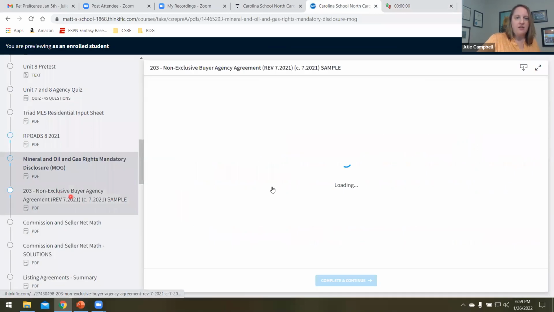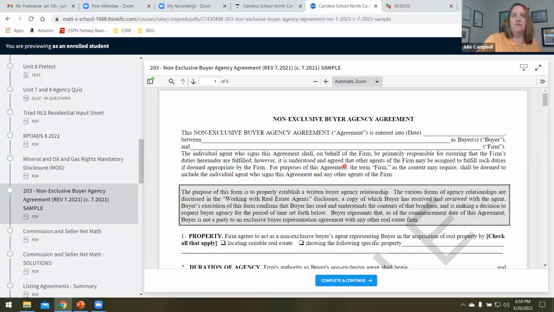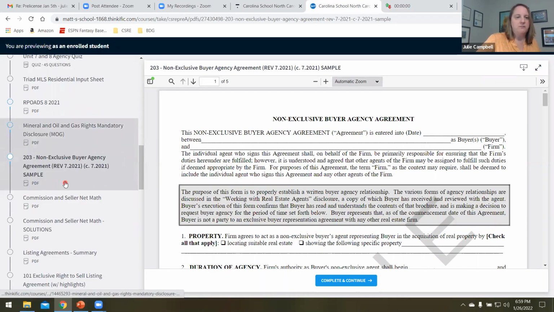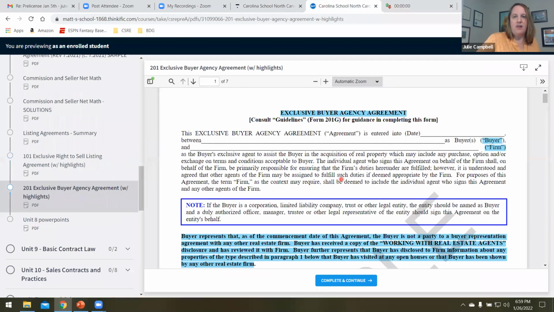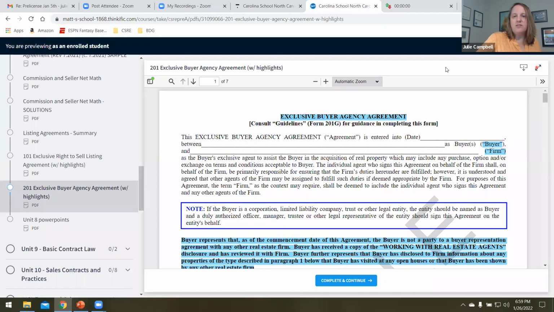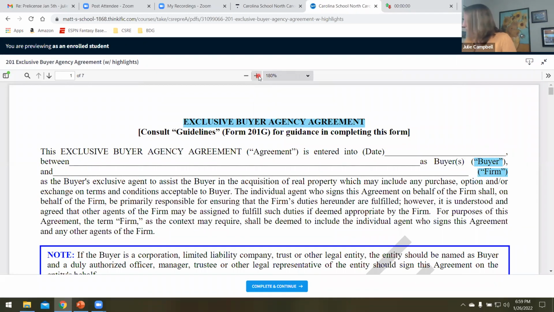First off, here's the non-exclusive buyer agency agreement. I'm not going to go through this. You guys can flip through this if you want to. What we're going to look at is the exclusive buyer agency agreement. And once again, your book talks about the agency agreement starting on pages 240 to 241. So the terms that your book talks about, I've highlighted for you guys.